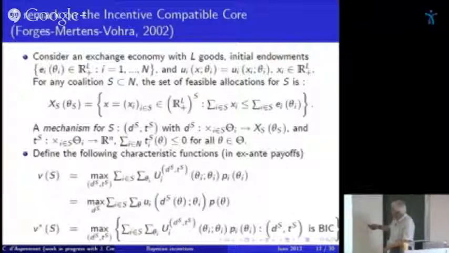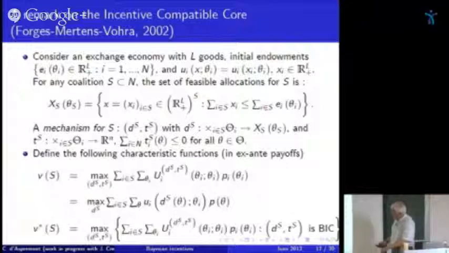Now, another application is to consider the exchange economy with L goods that is considered in the article by Forges, Mertens, and Vohra in Econometrica 2002. So you define the utilities, you define the endowments, which might depend on the types, and then you define the set of feasible allocations for each coalition. The mechanism is a public decision rule for the coalition and transfers, and you ask that the transfers be less than or equal to 0. So there is a condition on the transfers.